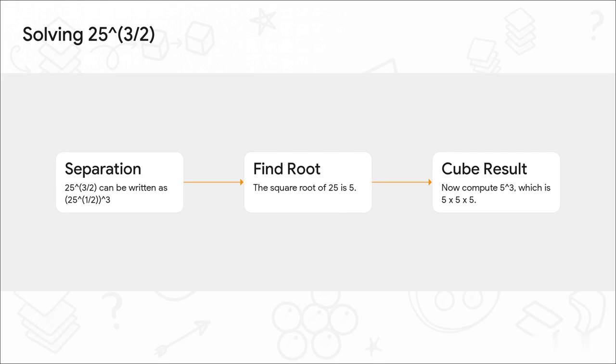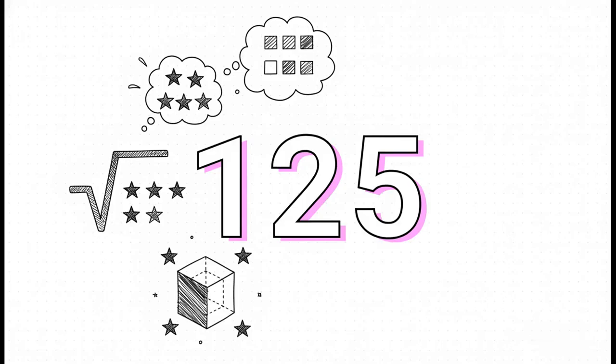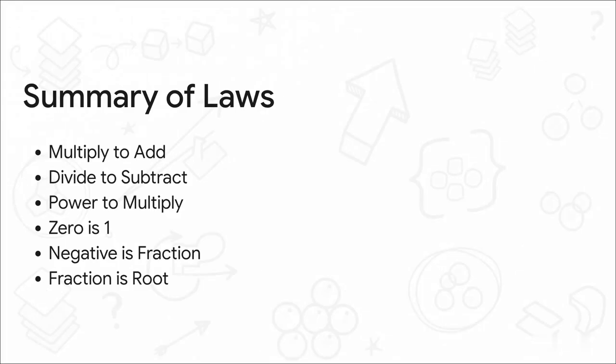Let's crack a tough one, 25 to the 3/2. Just find the square root first, then cube that result. The square root of 25 is 5, and 5 cubed gets us to 125. Easy. So here's your ultimate exam cheat sheet: the basic operations plus the zero, negative, and fractional rules.